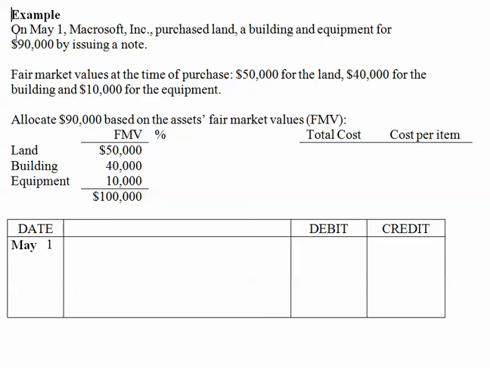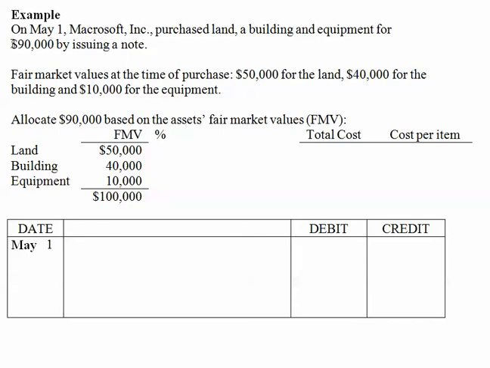Let's go over how you record the purchase of more than one item for one lump sum price. It's called a lump sum or basket purchase. So we have this example here where Microsoft is purchasing land, building and equipment all for $90,000, and in exchange is going to issue a note.